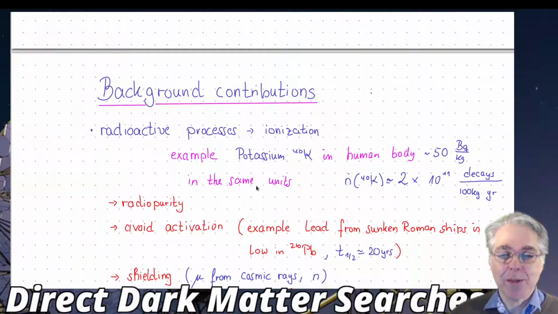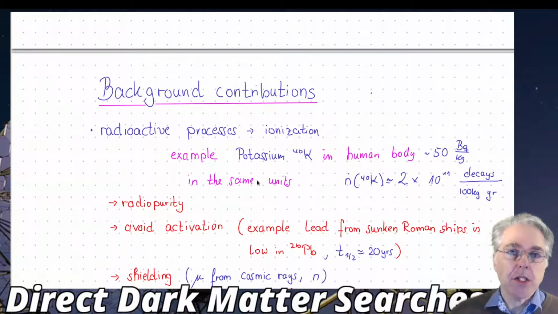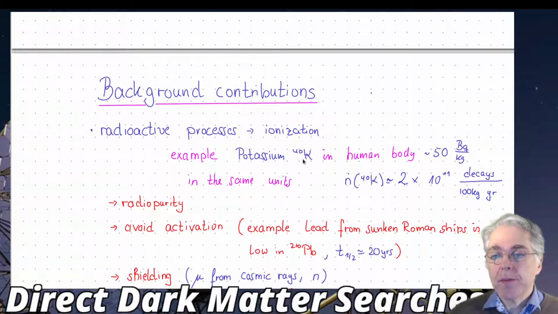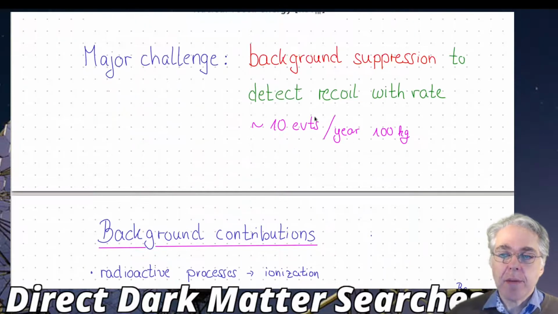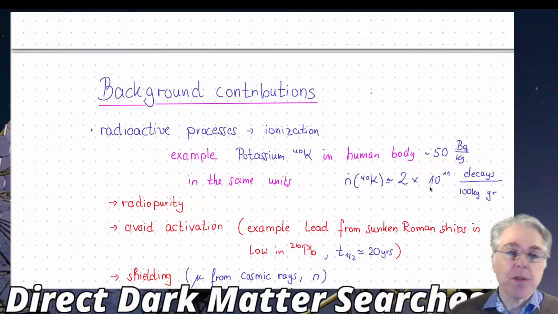Just as a numerical example, consider a normal human body or human tissue. There is a considerable amount of potassium-40 in our system, and potassium-40 leads to an overall activity of about 50 becquerel per kilogram. Now, taking the same kind of units, that is the number of decays per year per 100 kilograms, you end up with a value of a whopping 2 times 10 to the 11 decays per 100 kilograms per year. And this tells you how important it is to have radiopure elements and also to not contaminate any kind of detector by, for example, radio impure material.